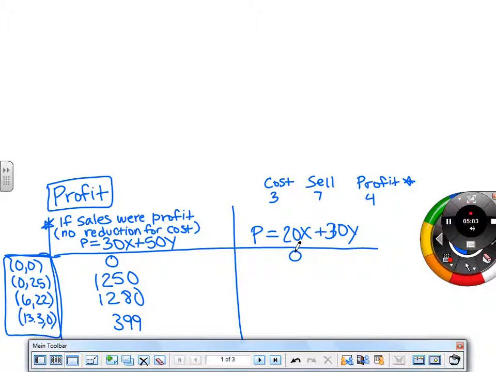Okay. What do we get when we put in 0.25? Yep. 750. What do we get when we put in 622? Sean? 780. And what do we get when we put in 13.30? You multiply 13.3 times 20. 266.